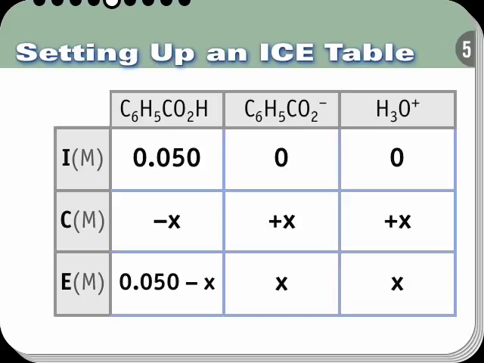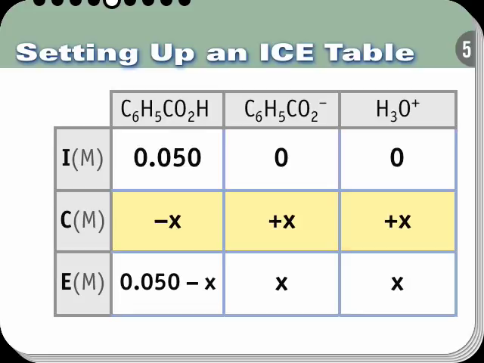When solving problems involving weak acids and bases, it's best to organize the information in an ICE table, where ICE stands for the initial, change, and equilibrium values of concentrations of substances in the reaction. In the first line of our table, we've listed the acid concentration, 0.050 molar, and indicate that before ionization occurs, the concentration of the benzoate ion and of the hydronium ion are both 0.